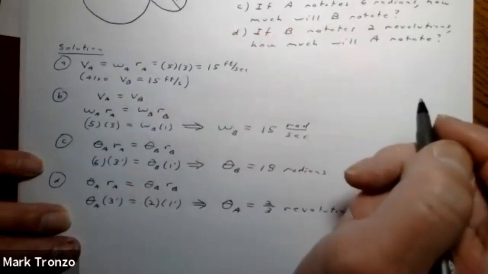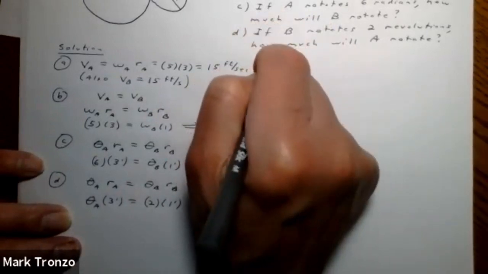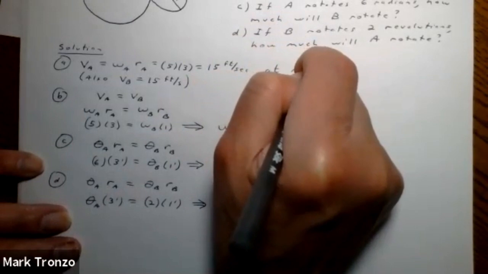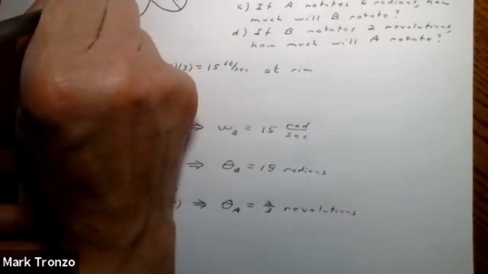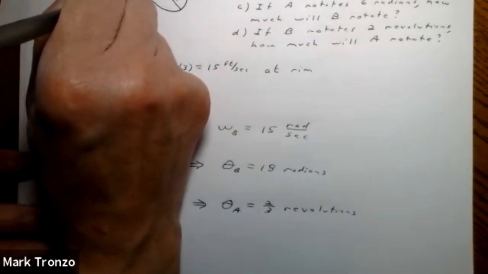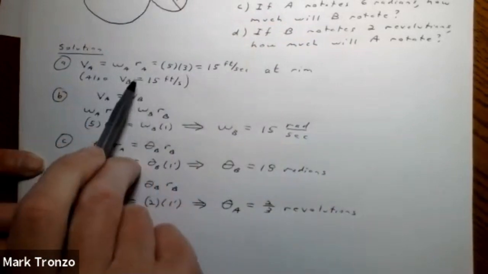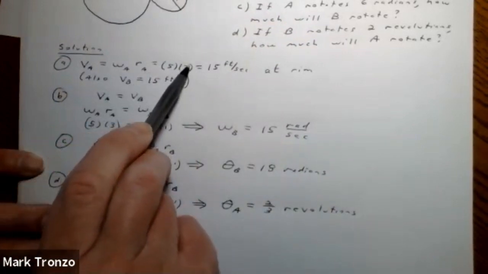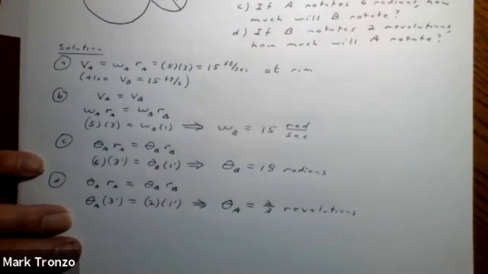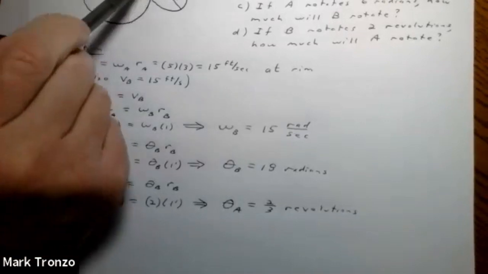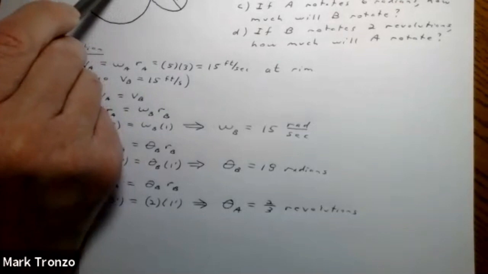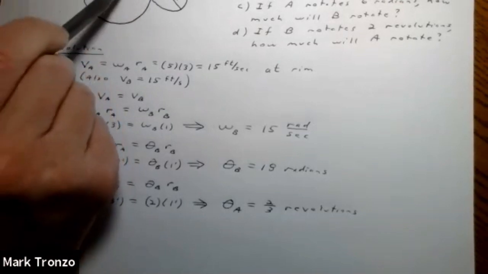That's a good point. So this is at the rim, right? And therefore, if we would have been, say, at maybe 1.5 feet from the center, then of course we would have had to change this to 1.5. That's right. Is that what you're asking? Yeah, exactly. Right. The linear velocity is based on what radius you're at.